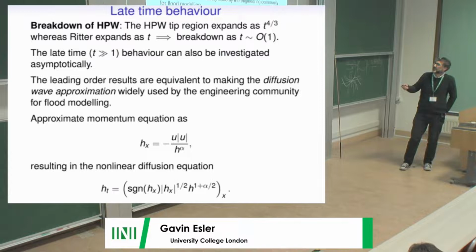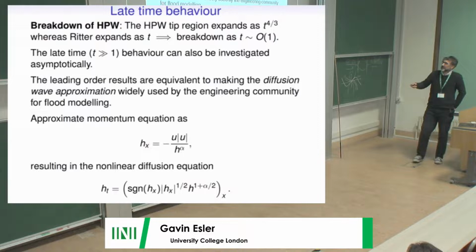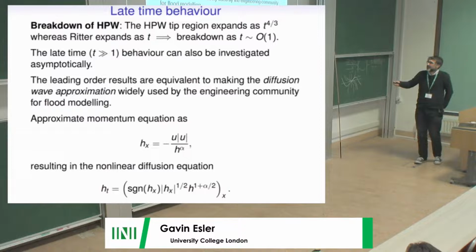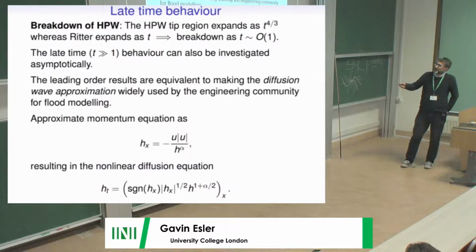Just to think a bit about the late time behavior. As I said, the tip region is going to overwhelm the entire expansion fan. So we know the solution is going to break down. And so what about doing an asymptotic theory for large time and looking at that?